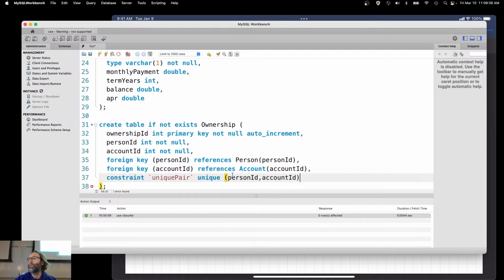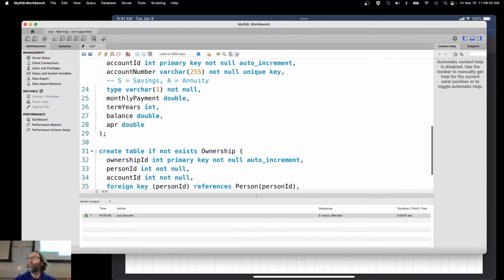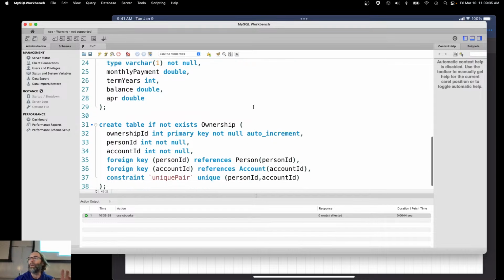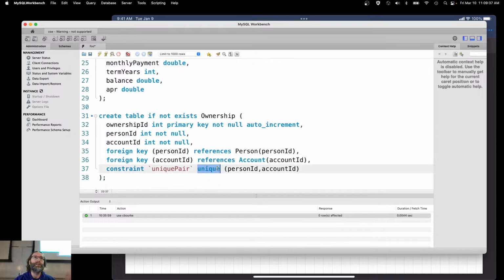Oops, account ID, there we go. So this is a constraint on the database. For example, uniqueness. That's actually a constraint as well. And this is a uniqueness constraint as well. It's just a different way of doing it. I want a constraint, and I'm naming my constraint, unique pair.